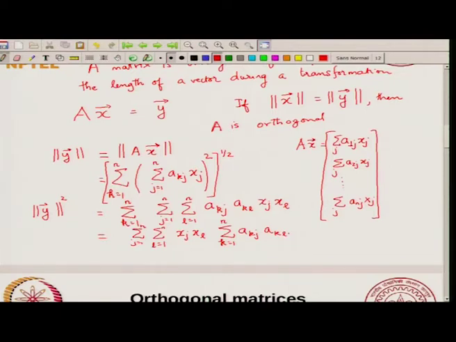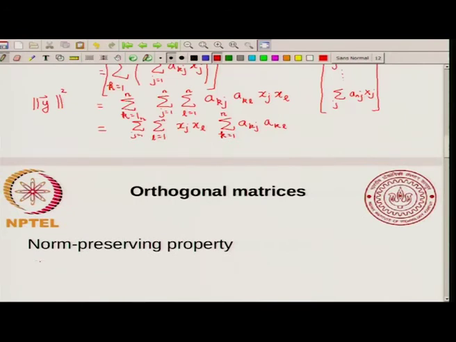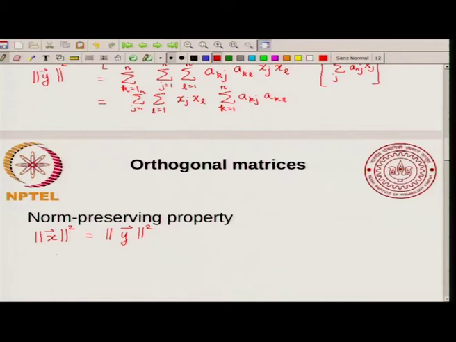Now, if this matrix A has to be orthogonal, then the norm of y square has to be the same as norm of x square. And so, if A is orthogonal, then you can immediately write that you should have the condition norm of x square should be equal to norm of y square. And now if you use this expression for norm of y square, you know that norm of x square is nothing but sum over, I will use the index j equal to 1 to n, xj xj. Instead of writing xj square, I am just writing it as xj xj. So this is what you mean by the squared norm of x.